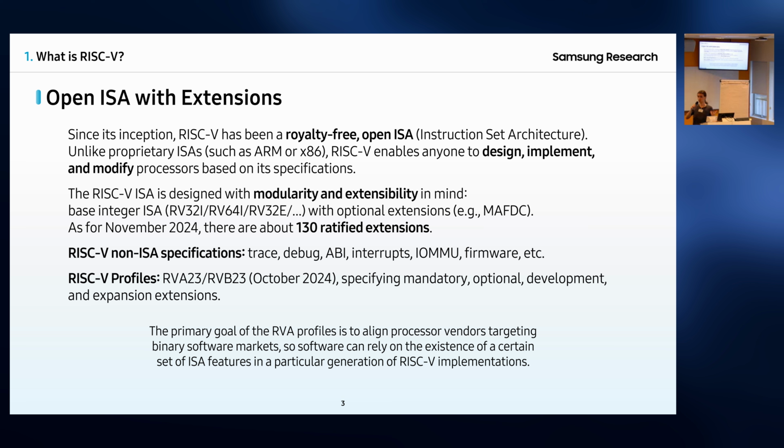And I mean, 130 extensions is nice, but if you're, for example, a Linux distribution, what should you target? You are distributing binary files, and you need to know what is running on most of the hardware.